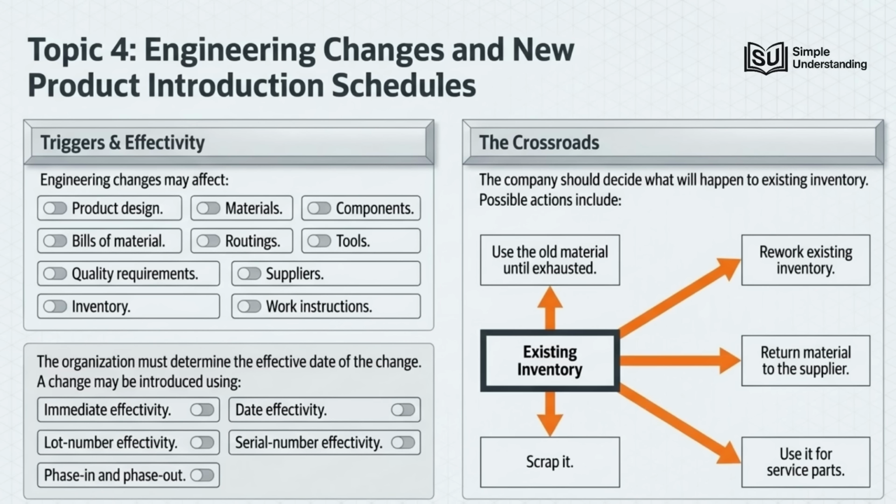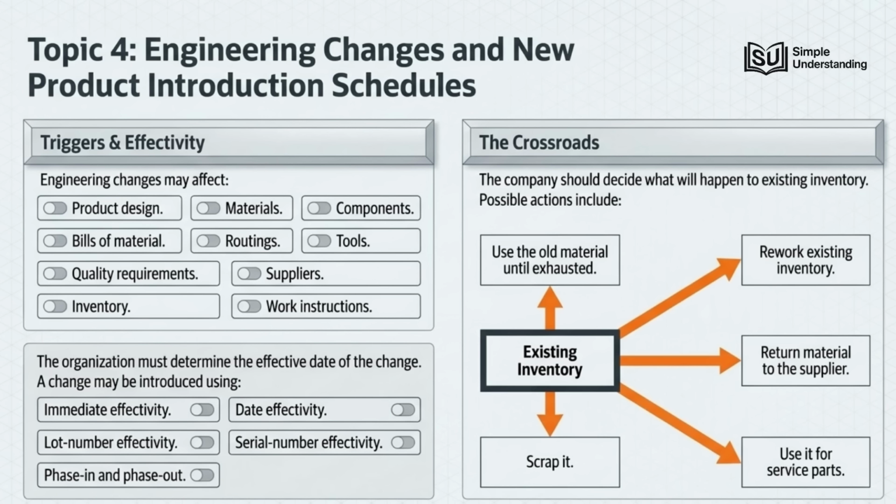Topic 4. Engineering changes and new product introduction schedules. Engineering changes may affect product design, materials, components, bills of materials, routings, tools, quality requirements, suppliers, inventory, and work instructions. The organization must determine the effective date of the change. A change may be introduced using immediate effectivity, date effectivity, lot number effectivity, serial number effectivity, phase in and phase out.